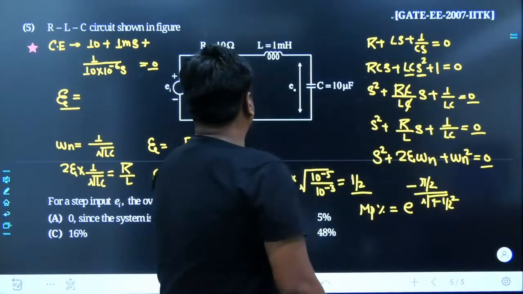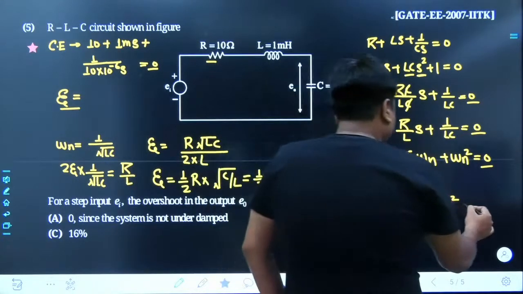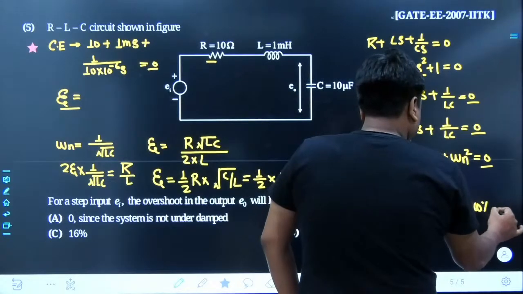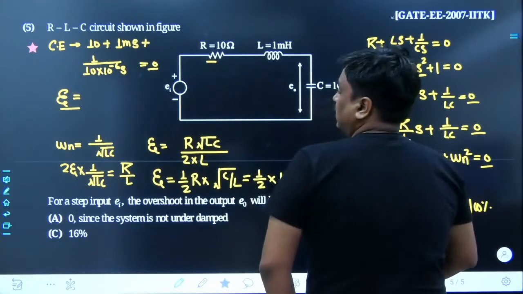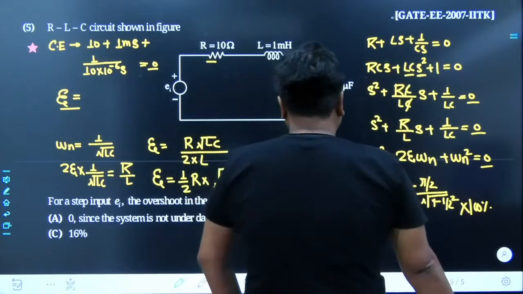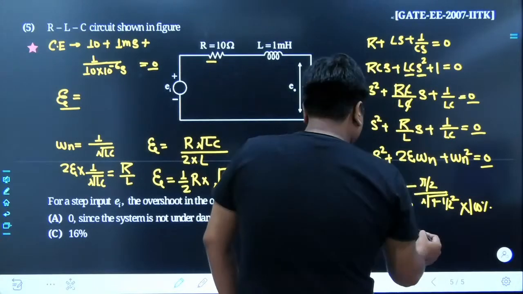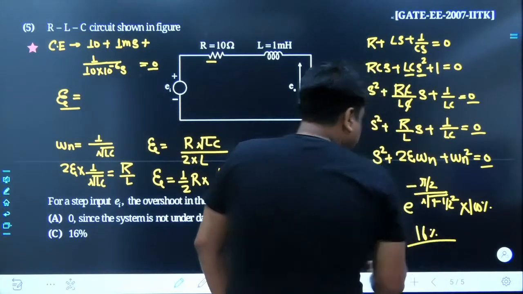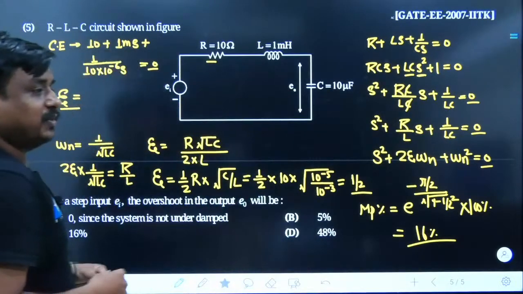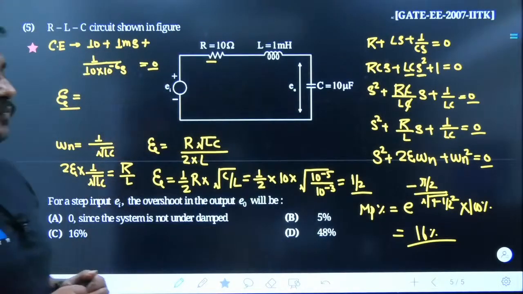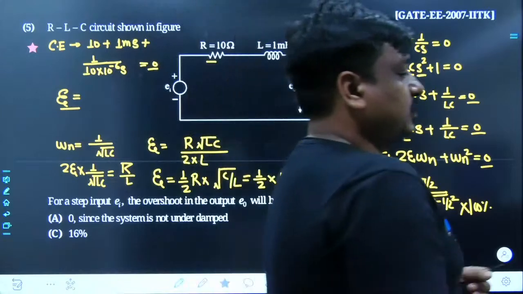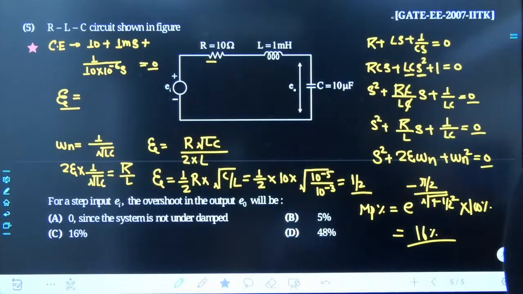1 minus zeta square. Once you do all this calculation, probably the answer which we are supposed to get is going to be 16%. So whoever has got the answer 16%, that is the only correct answer. May I know, out of the 7 live people, how many could get this answer? I know most of us could not.